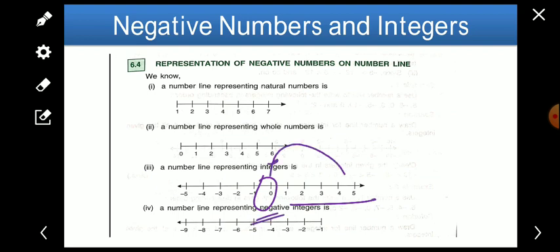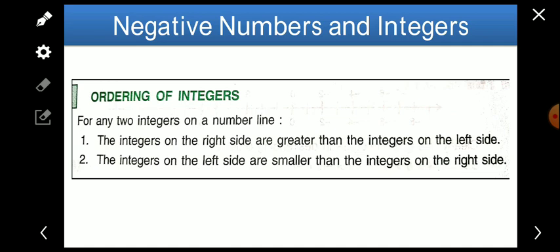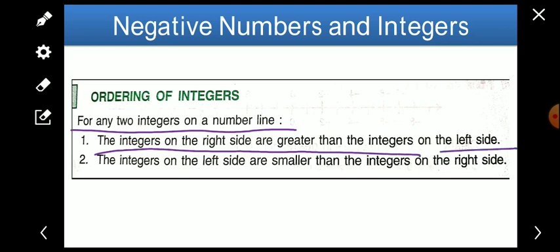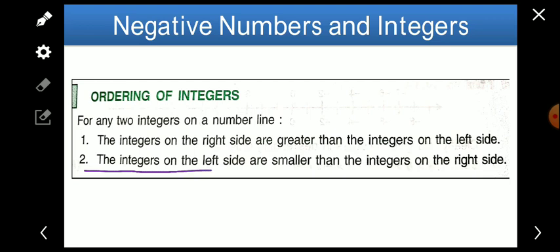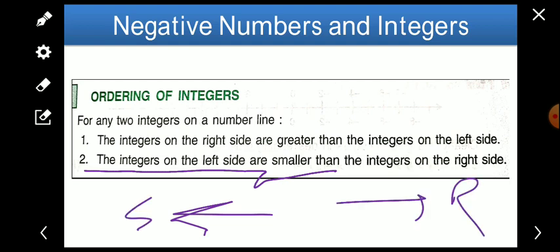Now ordering of the integers. For any two integers on the number line, the integer on the right side is greater than the integer on the left side. I have already explained that the numbers on the right side are greater than the numbers on the left side. Integers on the left side are smaller. But two numbers should be there to compare. Suppose 3 and 5 are there.